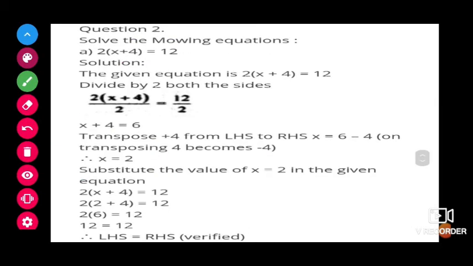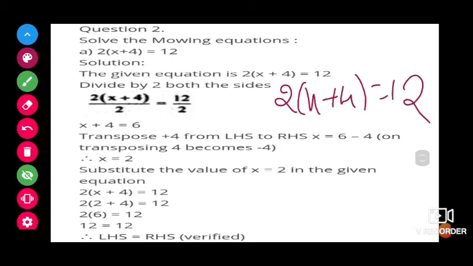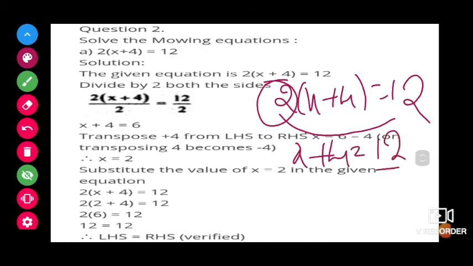Next one, 2 into (x plus 4) is equal to 12. First one, I'll teach you. 2 into (x plus 4) is equal to 12. Now, first we are having multiplication by 2, so send that multiplication to that side. I will get x plus 4 is equal to 12 by 2.